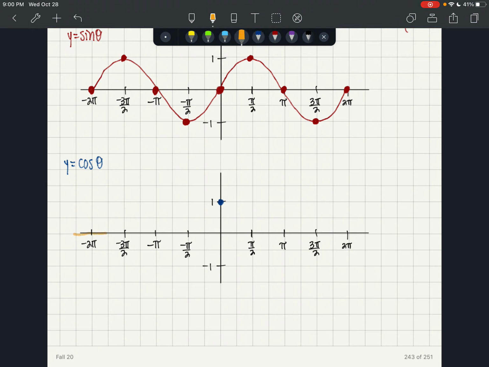We still have a midline here. That's a halfway mark. Right? It's halfway between your max and your min. Our max and our min is still going to be 1 and -1.